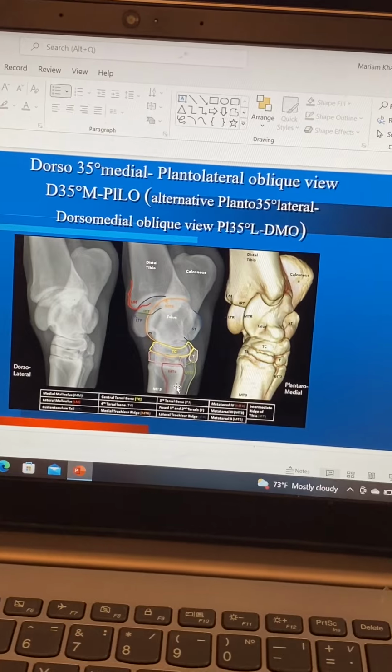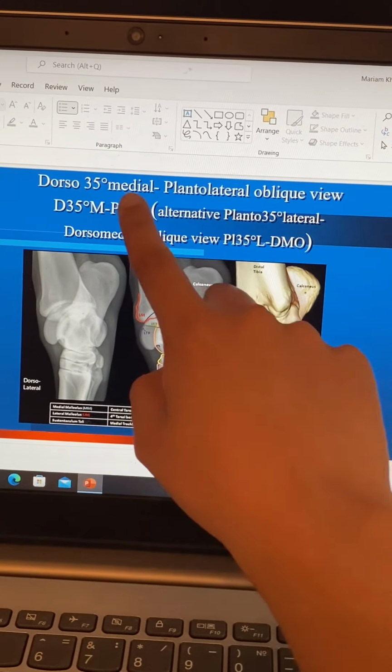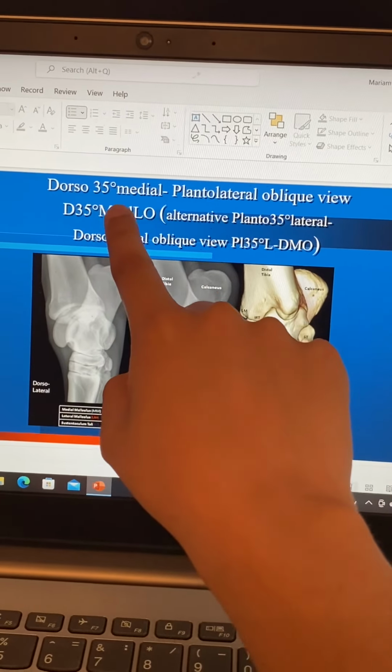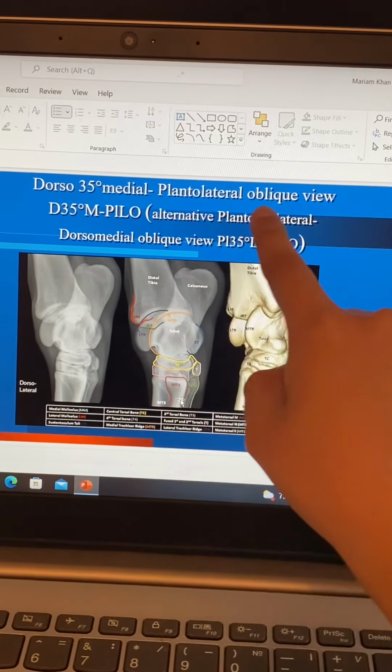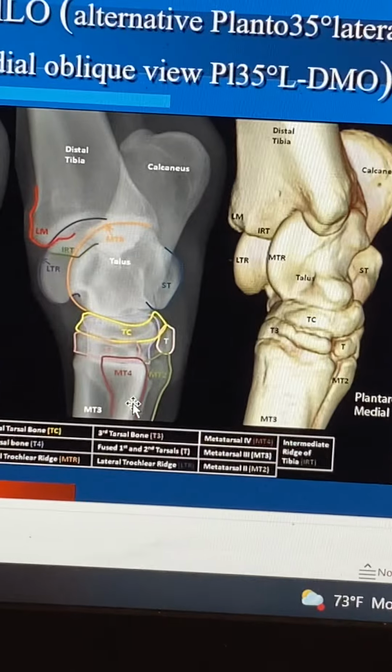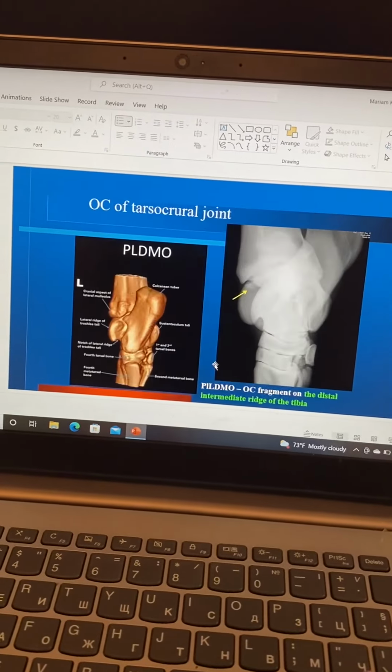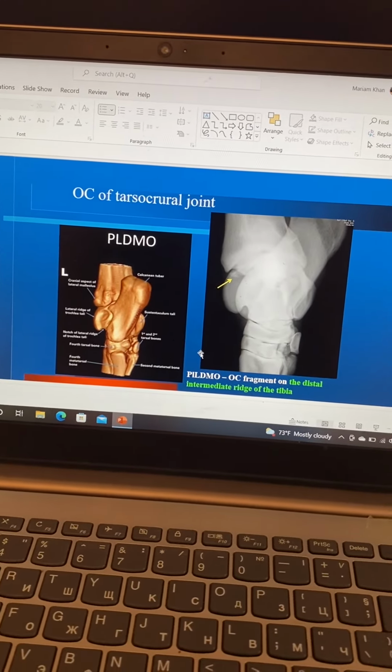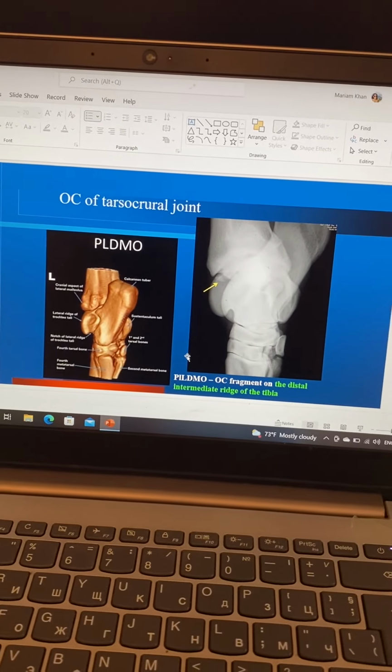So this shows you, I'm trying to show you the words as well: dorso 35-degree medial, planto-lateral oblique view. I don't know if this is important, but I'm just showing it to you. I don't know why this could be important, but it also mentions osteochondritis of the tarsocrural joint.